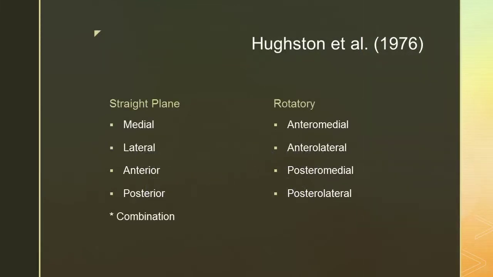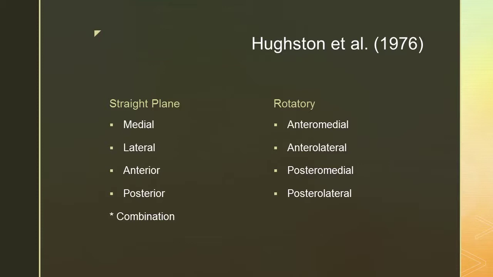Hughston et al. in 1976 described injury classifications for those ligament injuries. There are straight plane injuries: medial, which would be your MCL, lateral, LCL, anterior, ACL, and posterior, your PCL, or obviously there can also be a combination of any of those ligaments. And then there's rotatory, including your anteromedial, which would include ACL and MCL, anterolateral, ACL and LCL, posteromedial, which is your PCL, MCL, and your posterolateral, PCL, LCL.